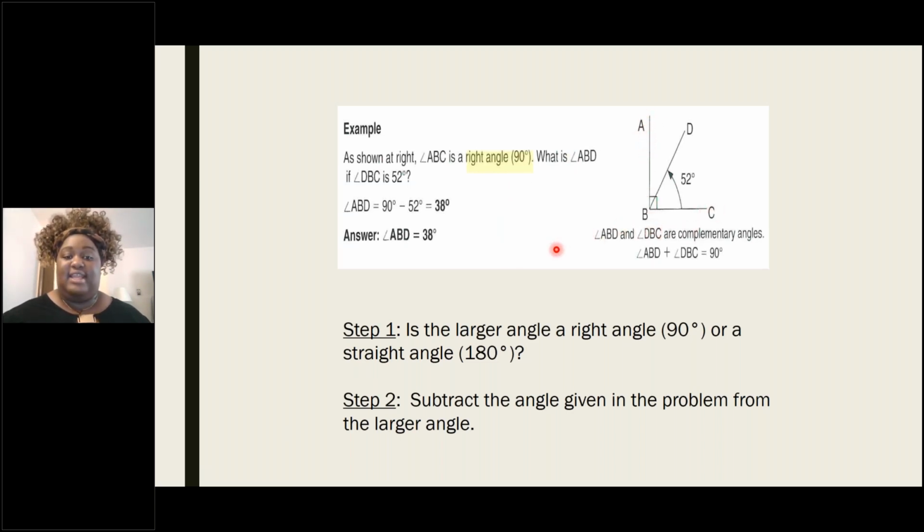So knowing that, I can take the angle that they gave me, which was 52 degrees. If I subtract it from my larger angle, 90 degrees, I'll get my answer, which in this case is 38 degrees. So what that's telling me is that angle ABD is 38 degrees. And to check your answer, if you add 52 and 38, you should get 90. So let's see here.